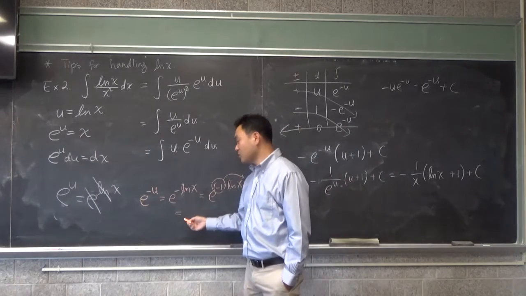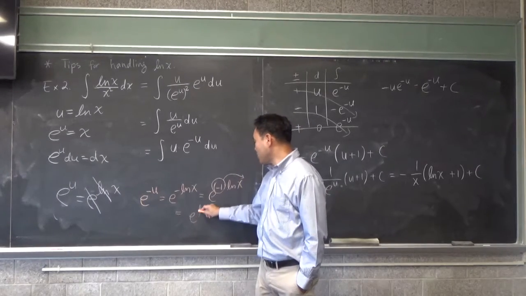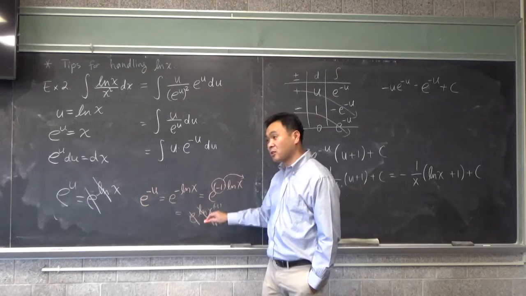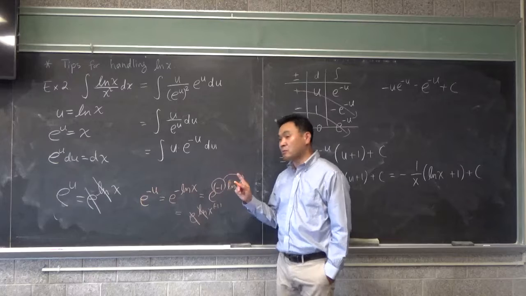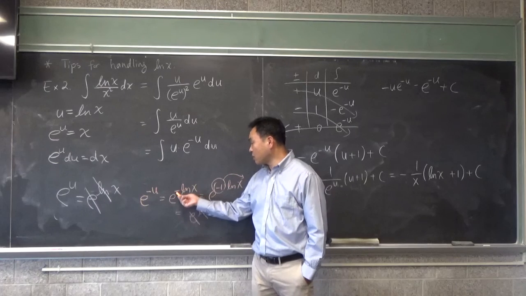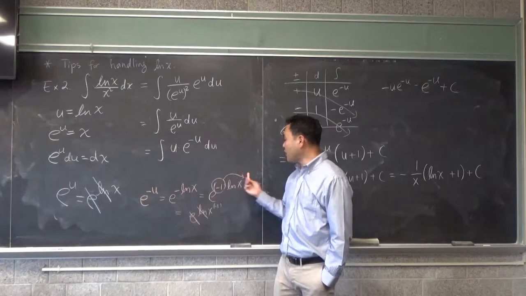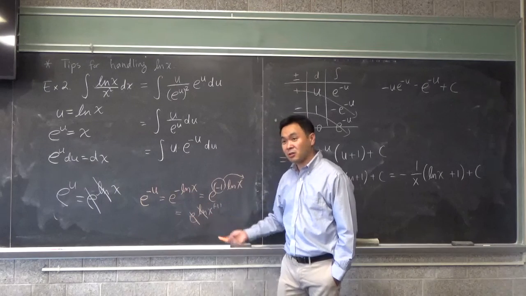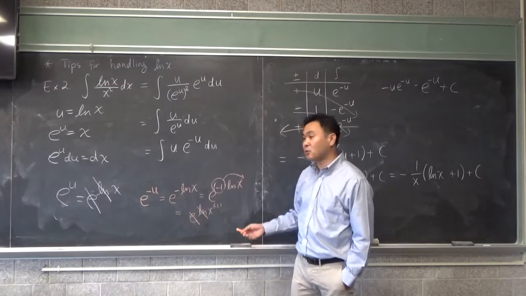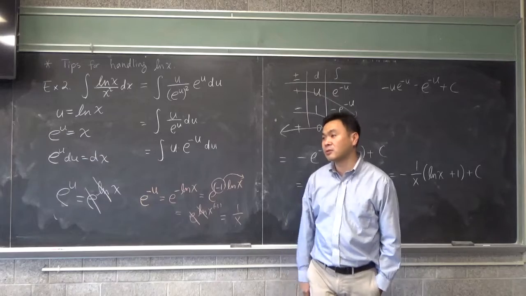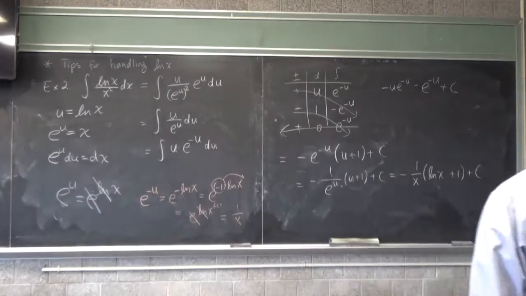So what do you get? You have e to the ln of x to the negative 1 power. And now e and ln cancel, right? Now it's extremely important that you don't cancel here. This minus 1 gets in the way, and you cannot cancel this. But once it's moved out of the way, now they cancel, and then you have x to the negative 1, which is 1 over x. So you get the same thing.